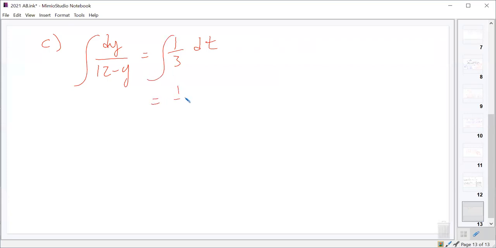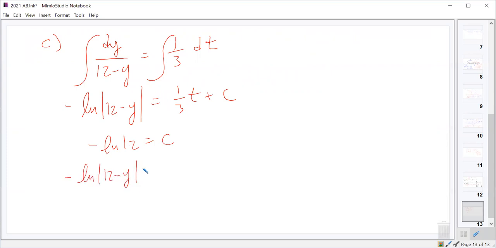Then we integrate. The right side is 1/3 t plus a constant. The left is the negative natural log of the absolute value of 12 minus y. Just doing a little simple u sub there. The initial condition says that when t is 0, y is 0. So we get negative ln 12 equals c. And then we get negative ln absolute value 12 minus y equals 1/3 t minus ln 12. We divide by the negative to get ln absolute value 12 minus y equals ln 12 minus 1/3 t.